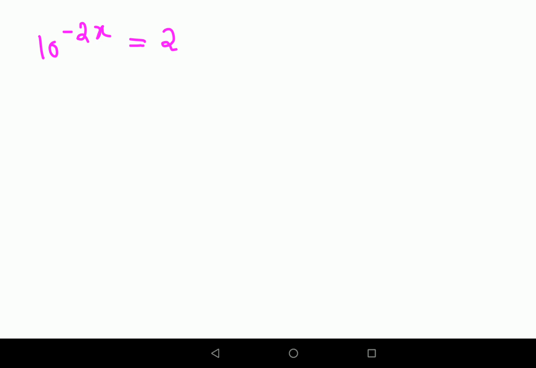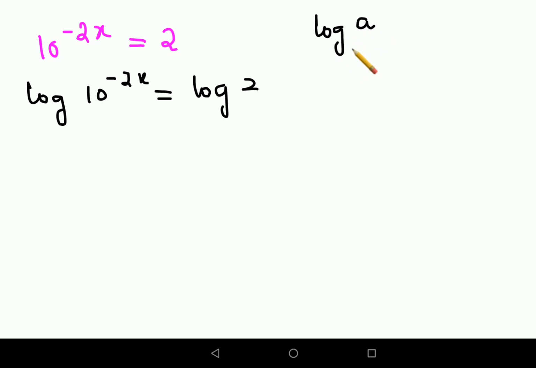But after this, we are not able to do much. So let's try and use logs. So this will be log of 10 raised to minus 2x equals log of 2. Now please understand, whenever you have log of any number and no base is mentioned, the base is supposed to be taken as 10. It's as good as writing a equals a raised to 1. So here, this can be written as log of 10 raised to minus 2x to the base 10, and here also the base is 10.